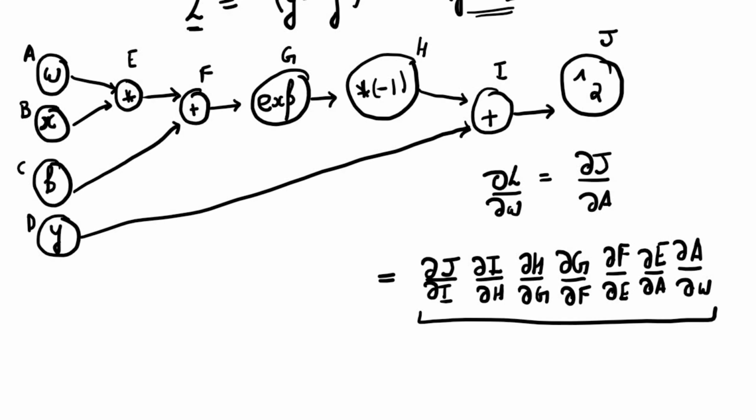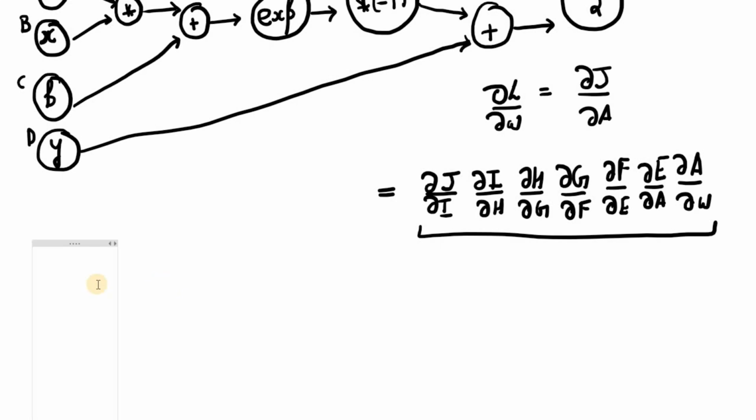Now we always used to create a table for this task. Let's do that as well. So over here we have A, which is represented as W. We have B, which is represented as X. We have C, which is represented as B. We have D, which is represented as Y.